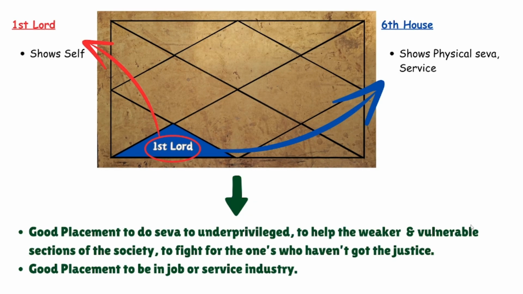Now, first lord shows yourself, and sixth house is the house which shows physical seva, the service that you do. So this is a good placement to do any kind of seva or service to underprivileged people, to help the weaker and vulnerable sections of society, to fight for the ones who haven't got any kind of justice. So this is a very good placement to be a voice of the people who don't have a voice.